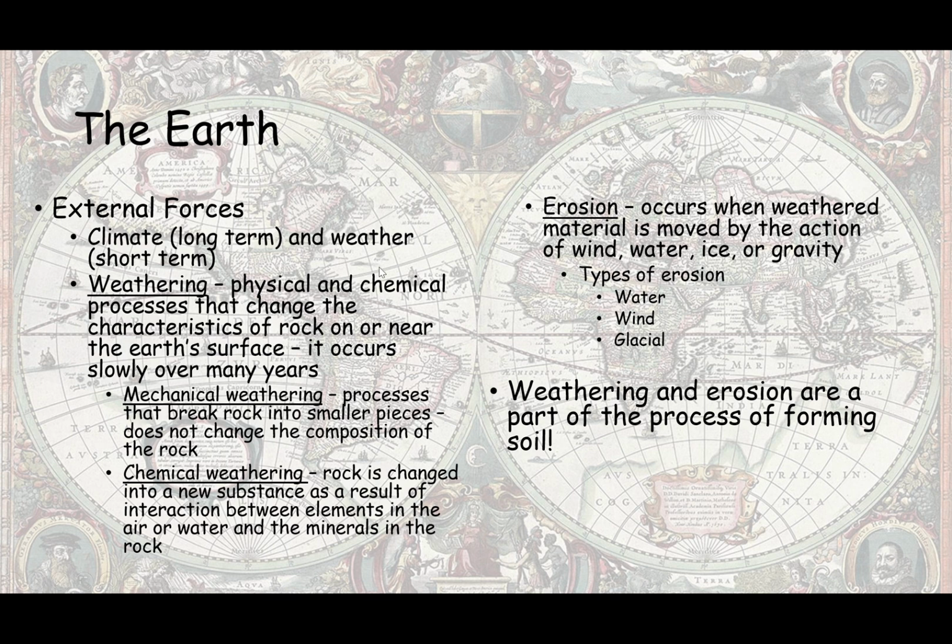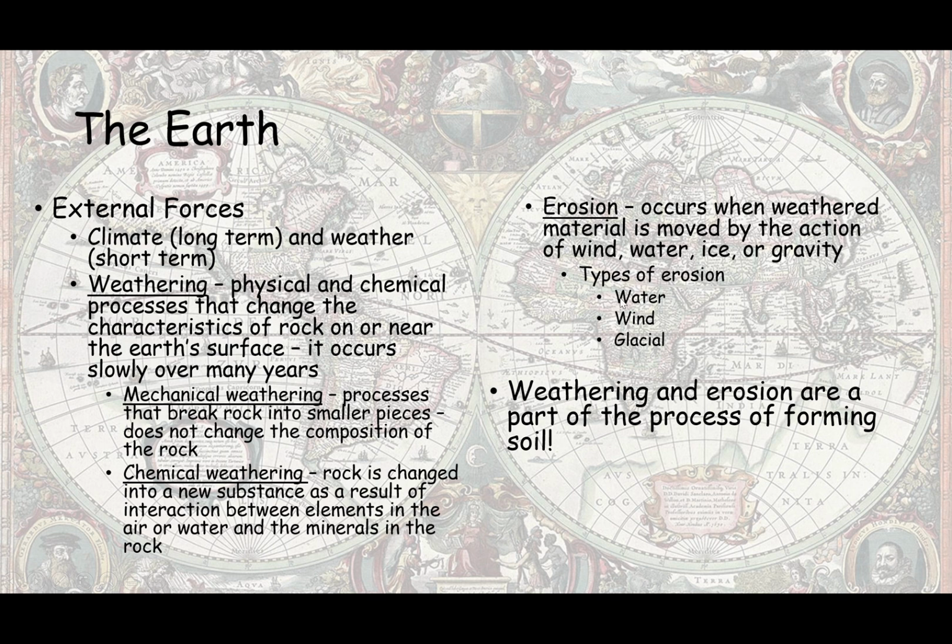So some external forces that change the Earth. One is weathering. This is physical and chemical processes that change the characteristics of rocks on or near the Earth's surface. And this can occur very, very slowly over a lot of years. The first one that we think about the most is mechanical weathering. This is the process that breaks rock into smaller pieces. It doesn't change the composition of rock, it just breaks it into smaller pieces. And you see this a lot of times with erosion.